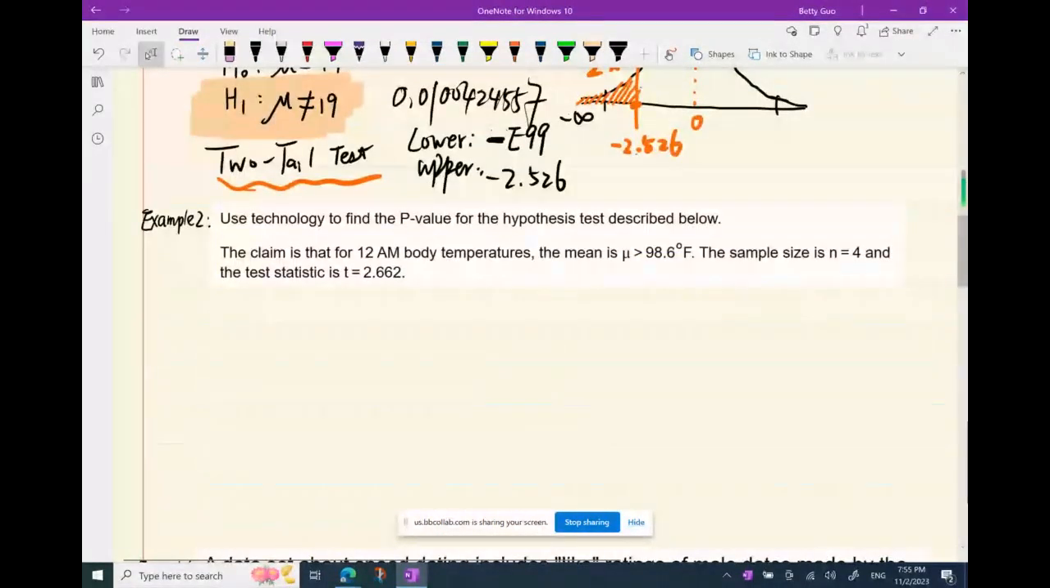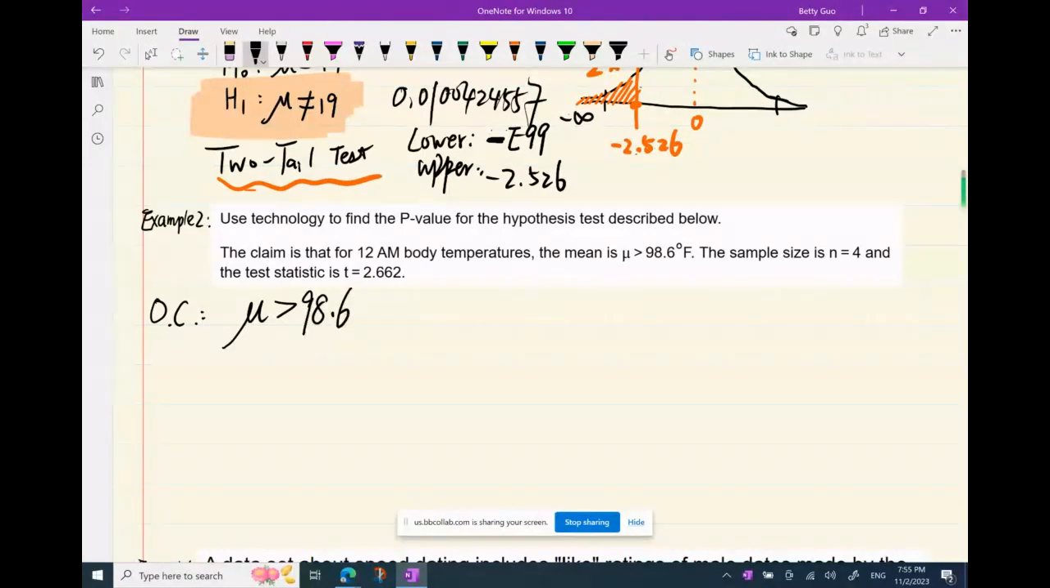The second example is similar to the first example. The requirement is the same, as you can see: use technology to find the p-value for the hypothesis test described below. The difference is, of course, the claim. The original claim is for 12 a.m. body temperatures, the mean is bigger than 98.6. So our original claim is mu is bigger than 98.6.